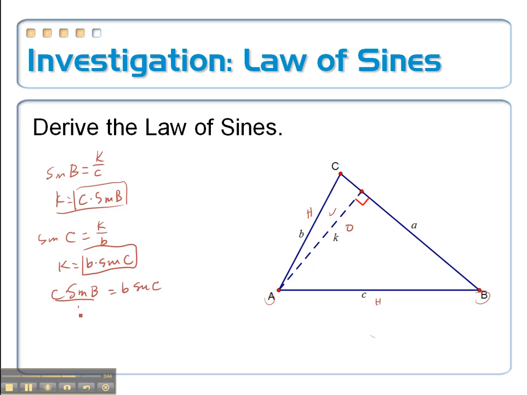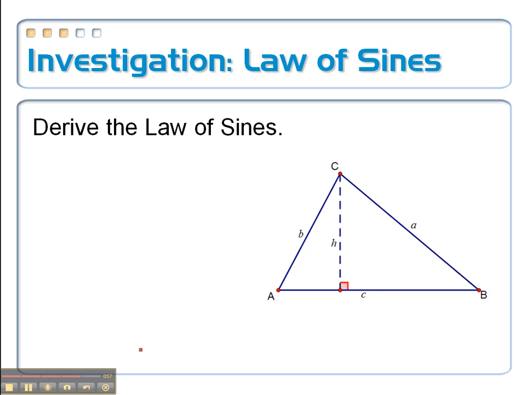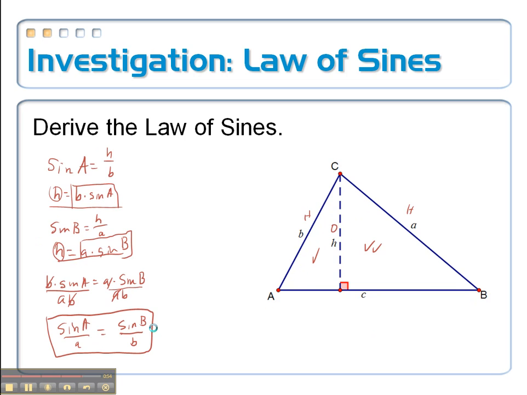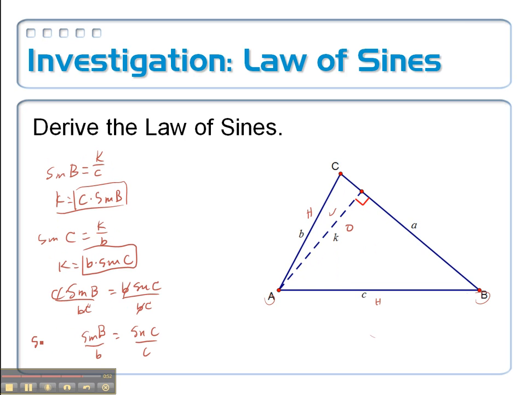Divide both sides by BC. The C's will cancel, leaving me sine of B over b equals, this time the b's cancel, sine C over c. Now if I combine this equation with the previous equation, I get the law of sines as sine A over a equals sine B over b equals sine C over c.